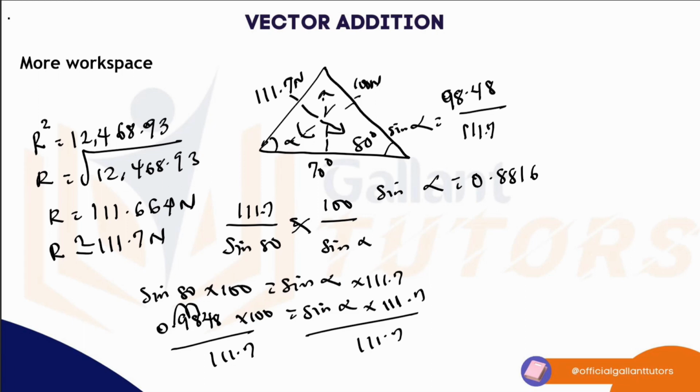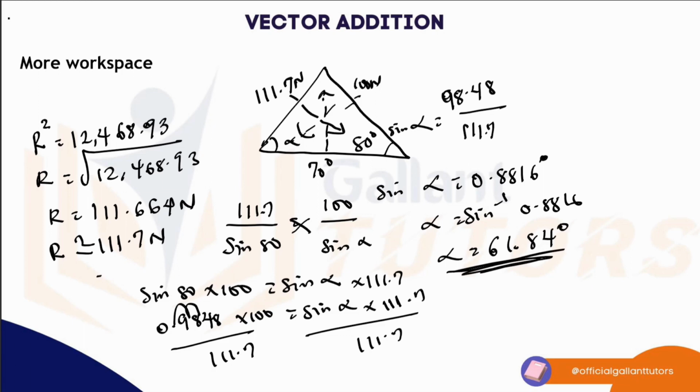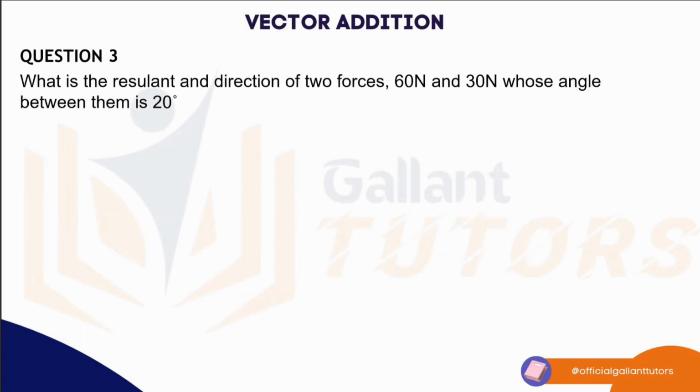Do not neglect the sine alpha. So this is it here, right? So your direction will be sine inverse of 0.8816. Sine inverse of that will give you what? Make sure you calculate it and tell me the answer. 61.84 degree. So we've gotten our direction and we know our resultant. Now to the third question.